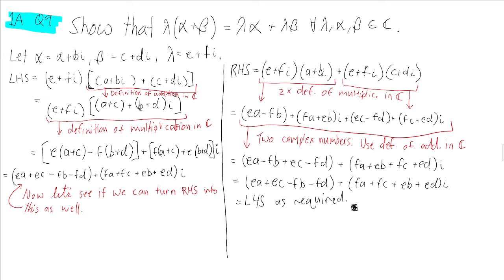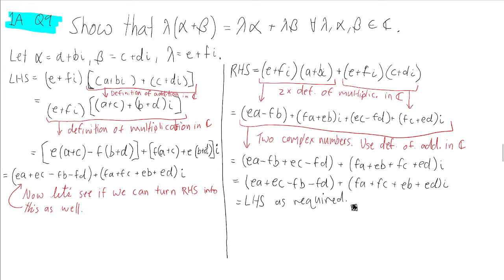Now we have two complex numbers multiplied. So we use the definition of multiplication defined in the complex numbers, and that would be the first part, real times real, minus imaginary times imaginary, plus, in brackets, the second part: the imaginary, the first one, so imaginary times real, just f times (a plus c), and then real times imaginary, e times (b plus d).